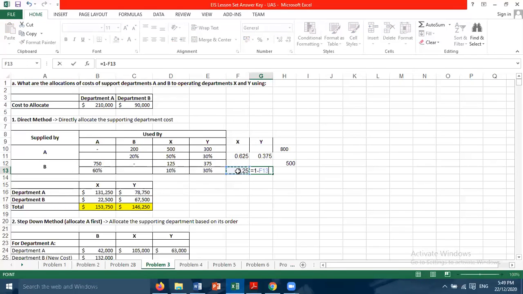Here. Now, once again, once we find the weightings here, we just need to multiply it by the total cost to allocate. In this case, department B has 90,000 cost to allocate. So 0.25 times 90,000 is 22,500, and 75% times 90,000 is 67,500. Then after we sum them up, we'll get the total costs allocated to each operating department. So this is the answer if we use the direct method. Okay, so this is the direct method.